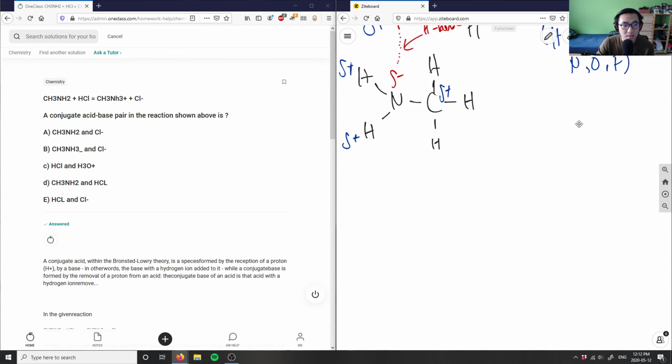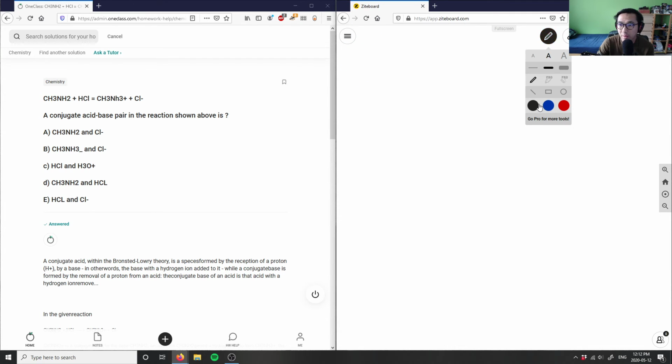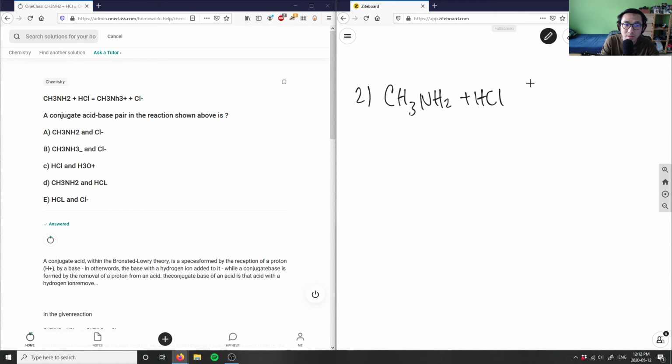Okay, number 2 is asking us, I have some type of chemical equation, and it says a conjugate acid-base pair in the reaction shown above is, and then it gives us multiple choice answers. So let me write this down here. I have CH3NH2, so methylamine, plus HCl is going to be in equilibrium with CH3NH3+ plus Cl minus. It's asking us which one is the conjugate acid-base pair in the reaction shown above. So let me write this down here.